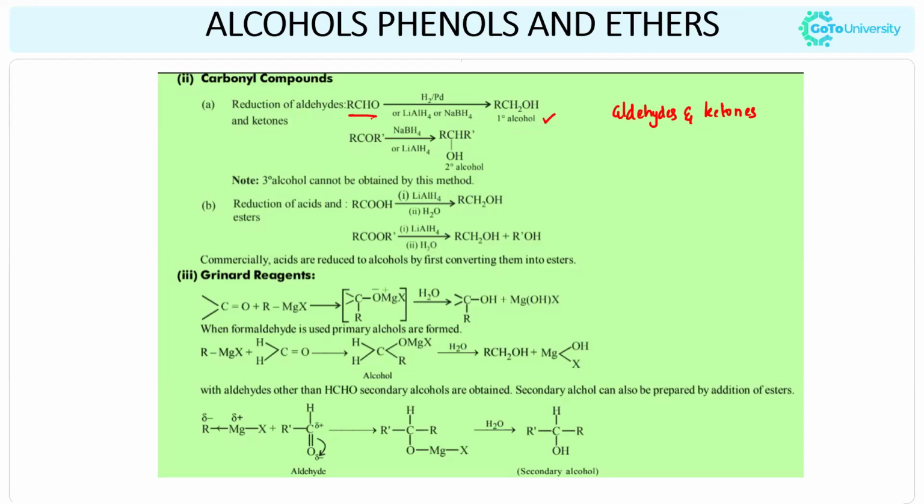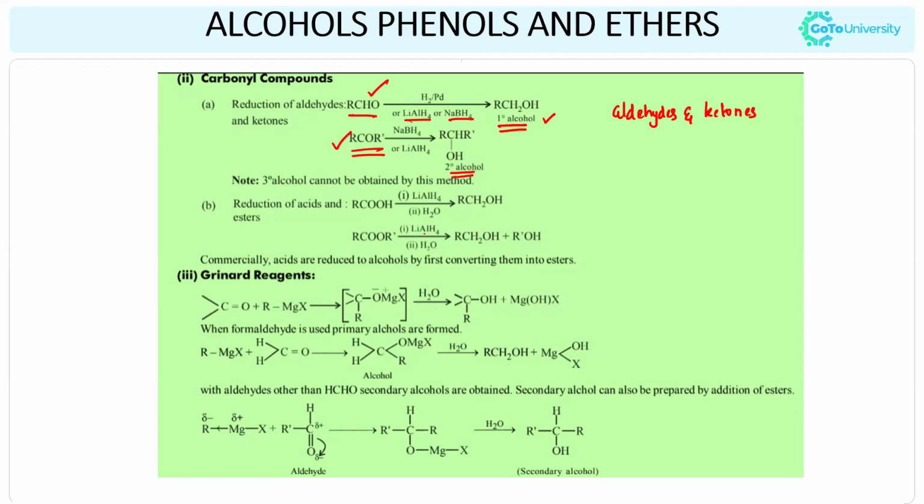see the aldehydes on reduction in the presence of lithium aluminum hydride or sodium borohydride will produce the corresponding primary alcohol. So we know a primary alcohol means the hydroxyl group is connected to a carbon, and that carbon is connected to only one alkyl group, right? That is a primary alcohol. And coming to the secondary alcohol, that can be produced from the ketones. So this is also important. If you want to produce a primary alcohol, you have to take the aldehyde. If you want to produce the secondary alcohol, you have to take the ketone.